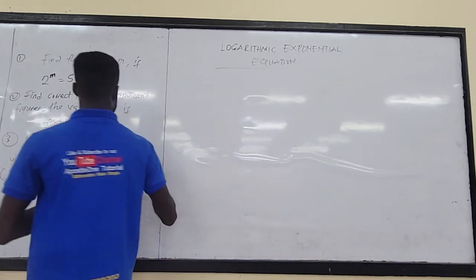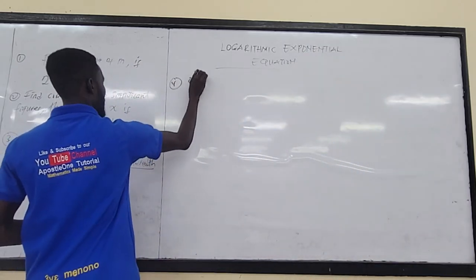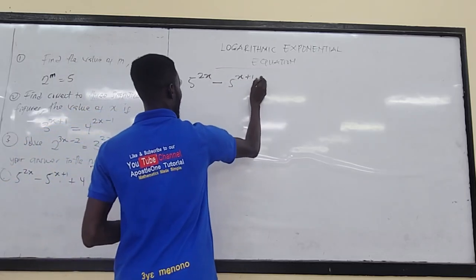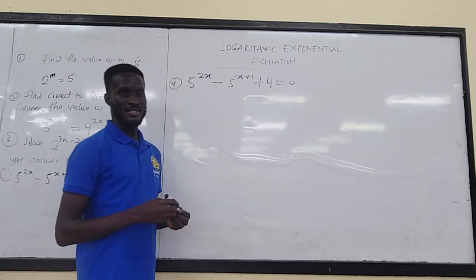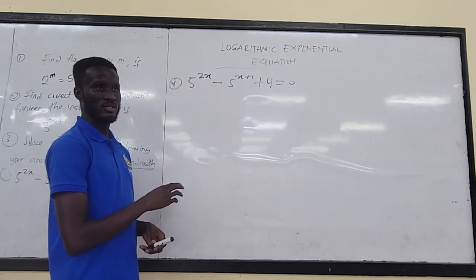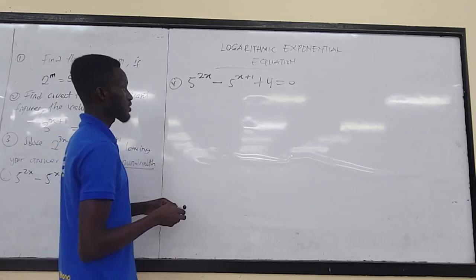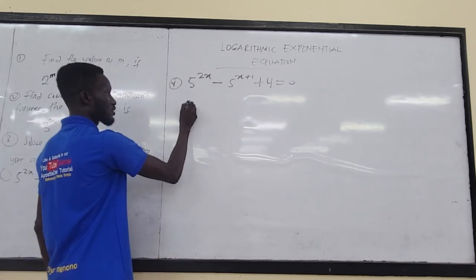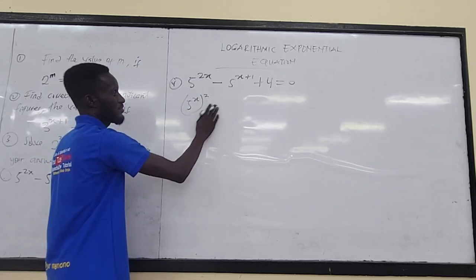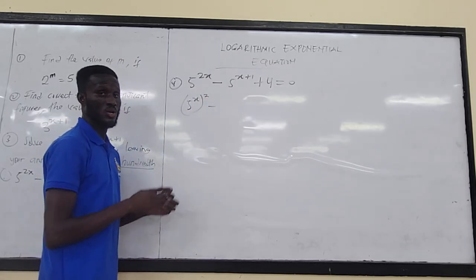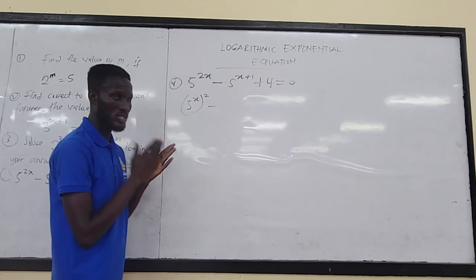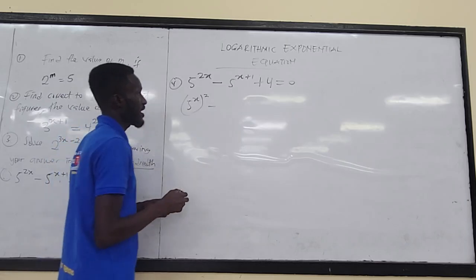Now the last question, question 4, we have 5 exponent 2x minus 5 exponent x plus 1 plus 4 is equal to 0. Now you see, this is one of the questions that we did previously, and this is a simple question that leads to a quadratic equation. So as you know, we have to break it down. This one is 5 exponent x, exponent 2. If you have not come across this question, make sure you go ahead and solve equations leading to quadratic equations.